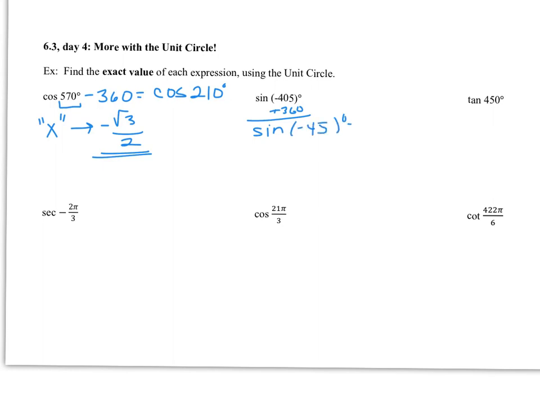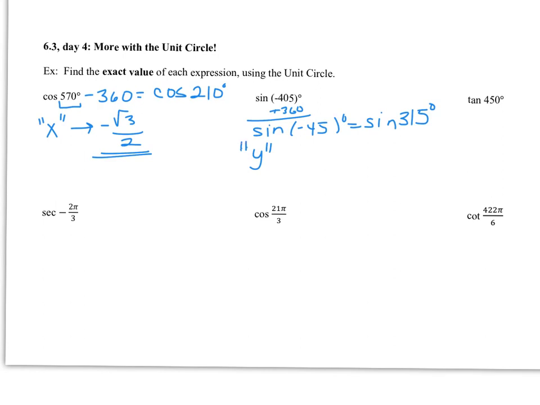And on the unit circle, that's the same as positive 315. All of those values are coterminal. Remember when we talked about coterminal at the beginning of the chapter? It comes into play at the end of the chapter. If we want sine at negative 405, that would be equivalent to sine at positive 315. And remember, sine is the y-coordinate.